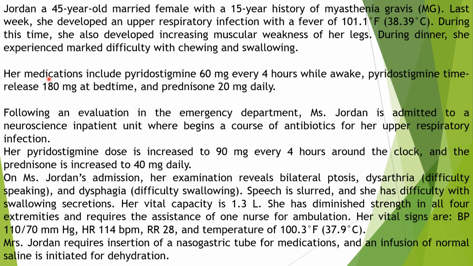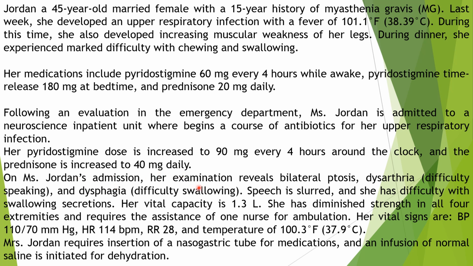Her medications include pyridostigmine 60 mg every 4 hours while awake, pyridostigmine time release 180 mg at bedtime, and prednisone 20 mg daily. Following an evaluation in the emergency department, Ms. Jordan is admitted to a neuroscience inpatient unit where she begins a course of antibiotics for her upper respiratory infection. Her pyridostigmine dose is increased to 90 mg every 4 hours round the clock and the prednisone is increased to 40 mg daily.